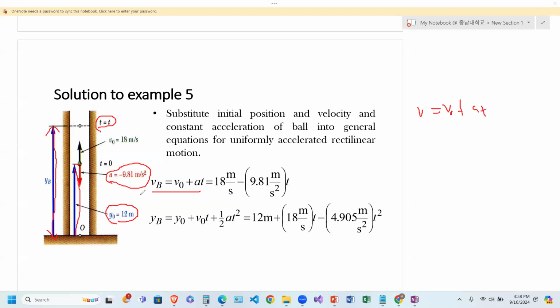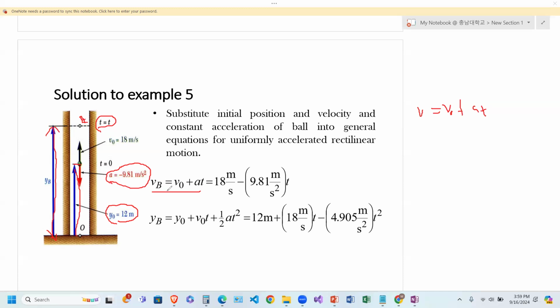So now, let's say at that point, which is point B, we need to find the velocity. Let's say this is our point B where the ball and the elevator are going to meet. That's our point B, right? So we need to find the final velocity at that point.